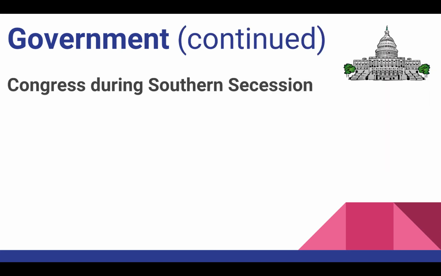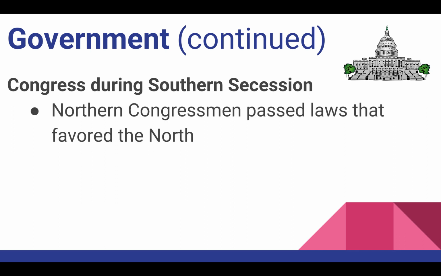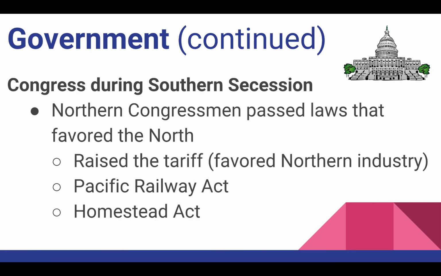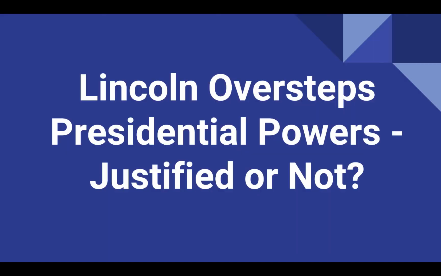Congress during the Southern secession was extremely productive because all the opposition, those Southern senators and congressmen, had left. The Northern congressmen passed laws that favored the North. They raised the tariff, favoring Northern industry. They passed the Pacific Railway Act. And they also passed the Homestead Act, which expanded the West significantly as people moved westward.